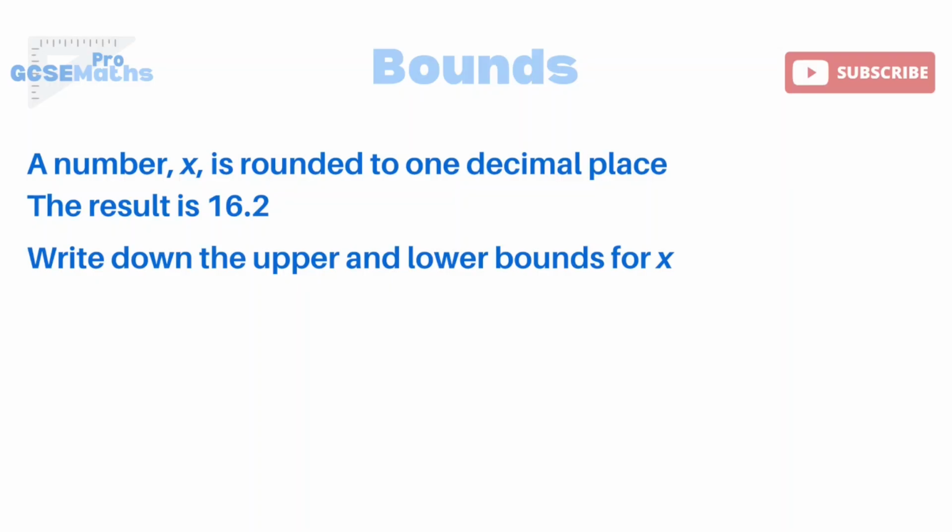So our first question here is, a number, x, is rounded to one decimal place. The result is 16.2. Write down the upper and lower bounds for x. So x was originally, I'm assuming, a longer number than this. It had more digits than just 16.2. They've looked at it, they've rounded it to one decimal place, and then after that point we get 16.2.